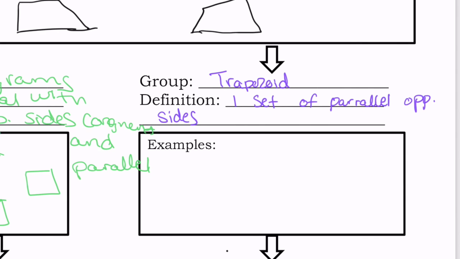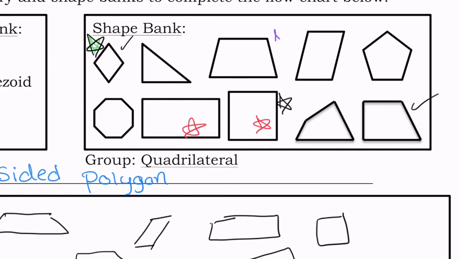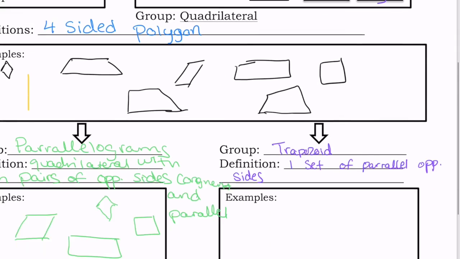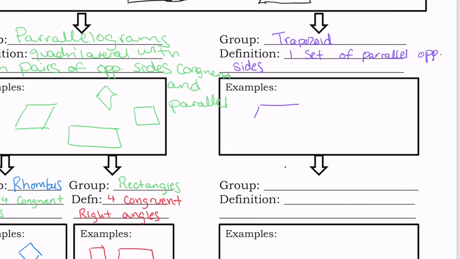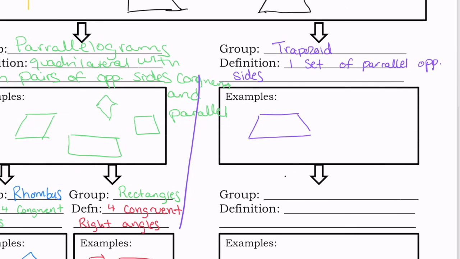And if we go up to our shape bank, let's see our trapezoids. Let's see, this would be a trapezoid right here. We have those parallel opposite sides, and ooh, it looks like this is a trapezoid right here with these parallel opposite sides. I'm going to scroll down. I'm going to sketch those out. Let's see our other one. What did it look like? Like that.